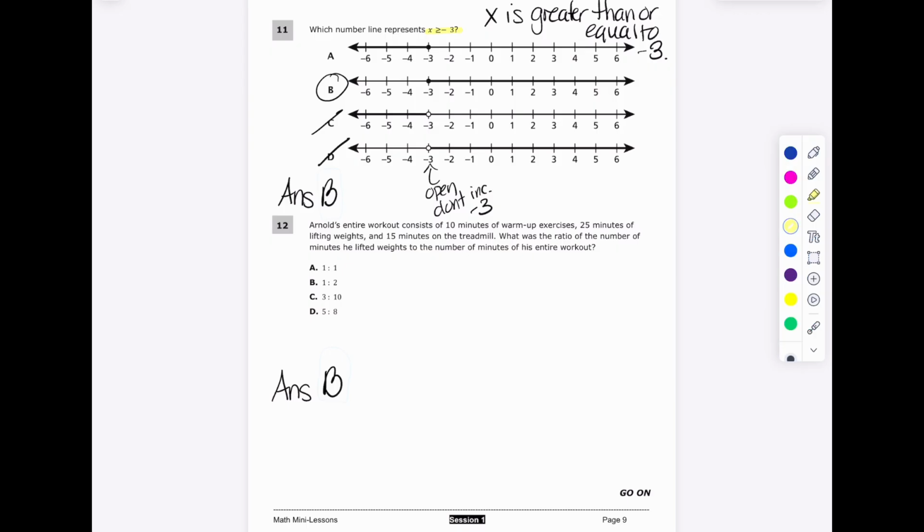Arnold's entire workout consists of 10 minutes of warm-up, 25 minutes with weights, 15 minutes on the treadmill. He works out a lot. And we want to know, this is what we have to solve, the ratio of the number of minutes lifting weights to his entire workout. So we want to know from his lifting to the whole workout.